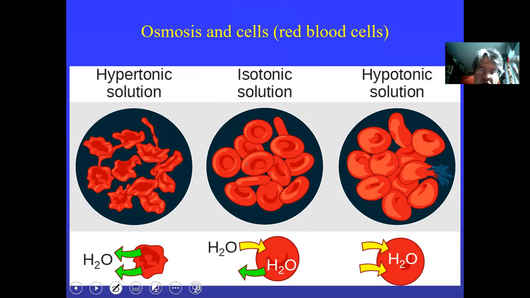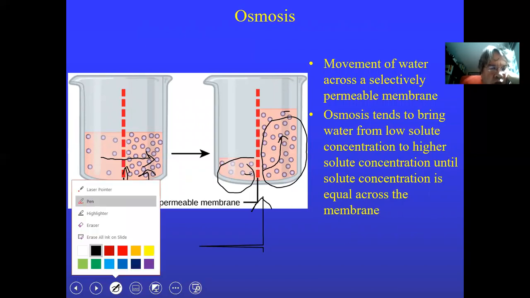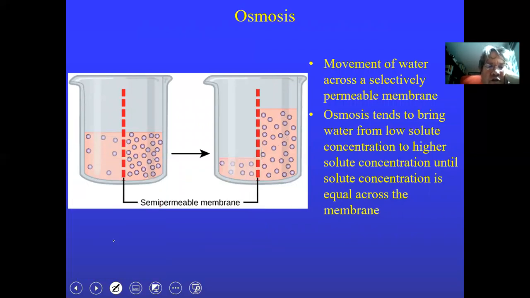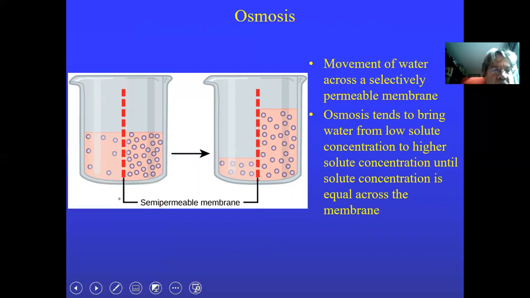All right, so let's talk about hypertonicity and hypotonicity. If you have a solution that has different concentrations of solute on two sides of the membrane, one concentration is going to be considered hypertonic to the other. So hyper means more, tonic means solute concentration. So more solute is hypertonic.